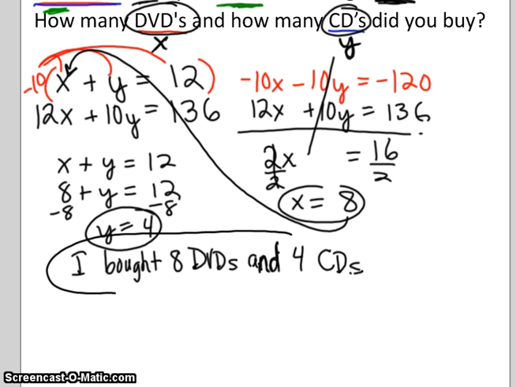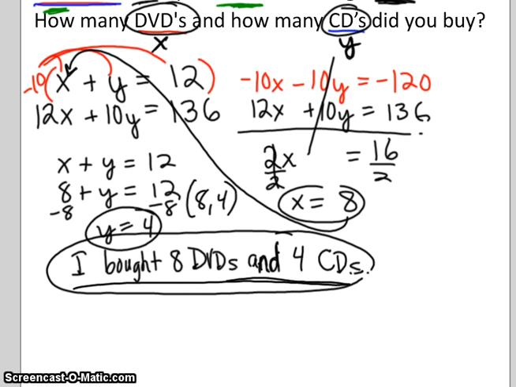Okay, do we have to write it as an ordered pair? Do you have to write it like 8, 4? No, because we want to know when they're equal, but more importantly, we want to know how many CDs and DVDs we bought. Okay.